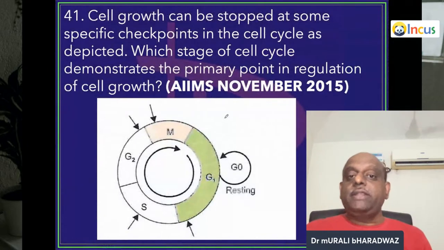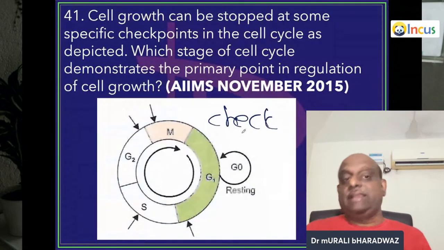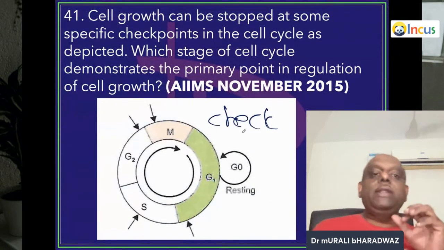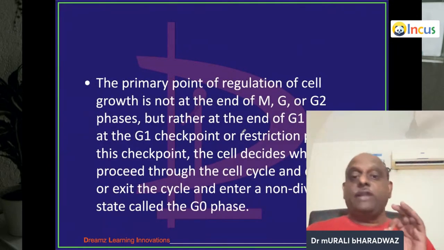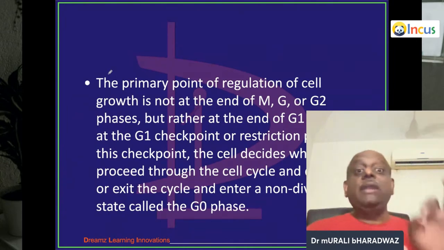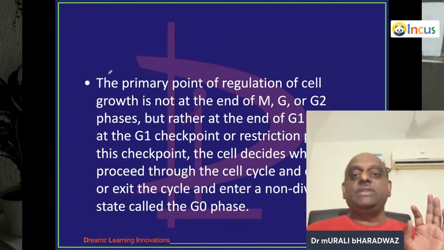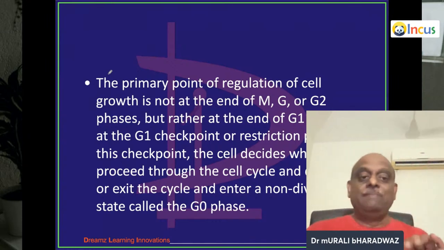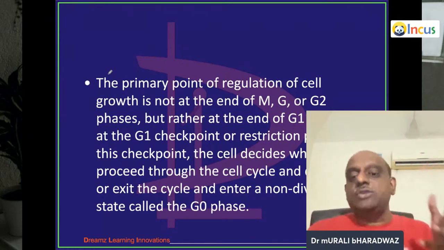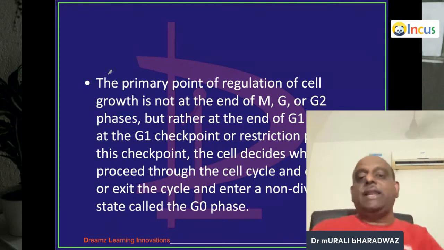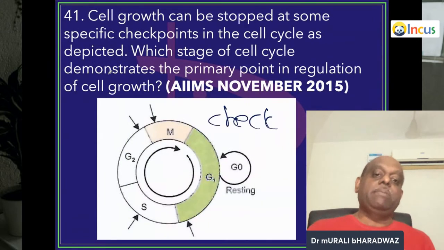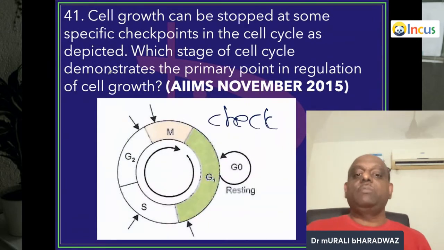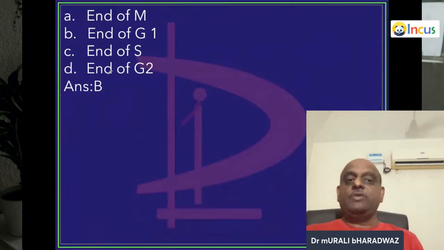So what is the checkpoint, doctor? Checkpoint in the cell cycle, which is the primary point in regulation of cell growth. Please remember, the primary point of regulation of cell growth is at the end of G1 phase. At the G1 checkpoint, the cell decides whether to proceed through the cell cycle and divide or exit the cycle and enter a non-dividing state of G0. So the G1 checkpoint is the most important deciding factor, is what you need to remember for tomorrow's exam.